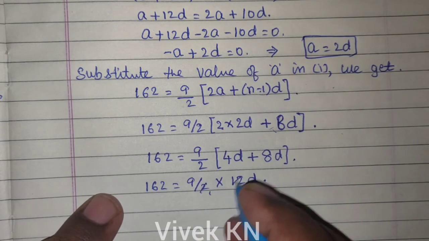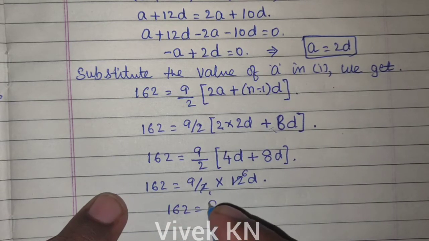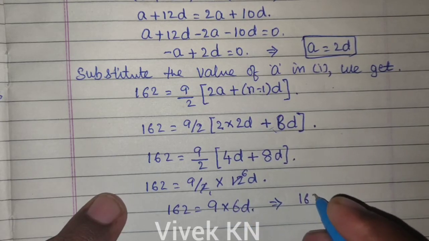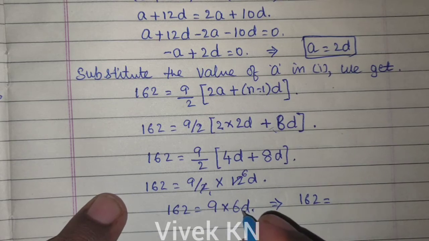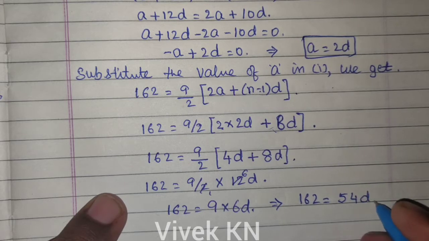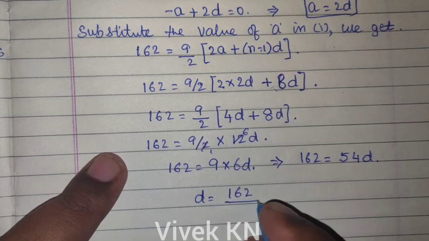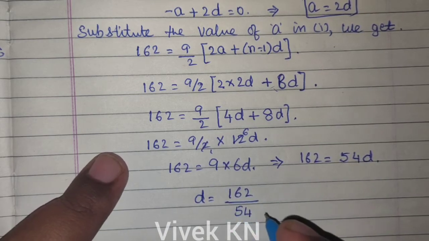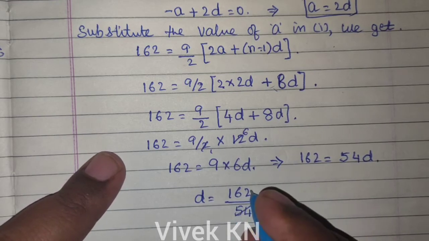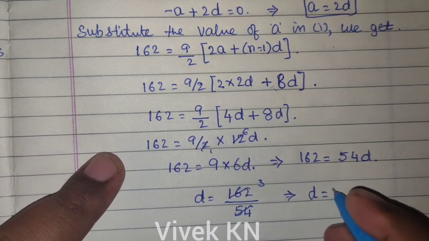That is 2 ones are 2, 6. That is 162 is equal to 9 into 6d. That is 162 is equal to 9 sixes are 54d. That is d is equal to 162 by 54. Dividing 162 by 54 we get 3. That is the value of d is 3.